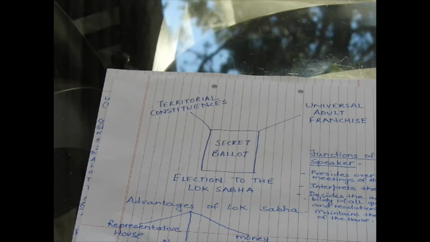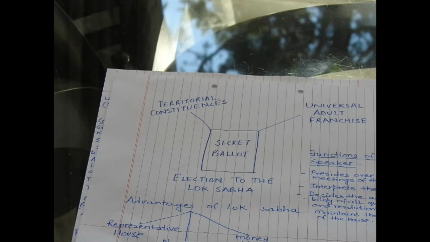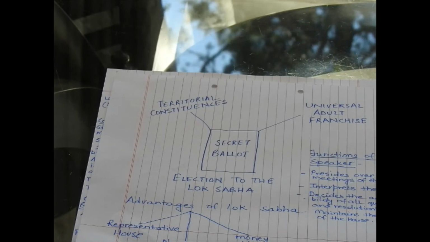The no confidence motion can only be introduced and passed in Lok Sabha. Because of its numerical strength, it has a greater say in the election of the president and also in the election of the vice president. So these are the advantages of Lok Sabha.